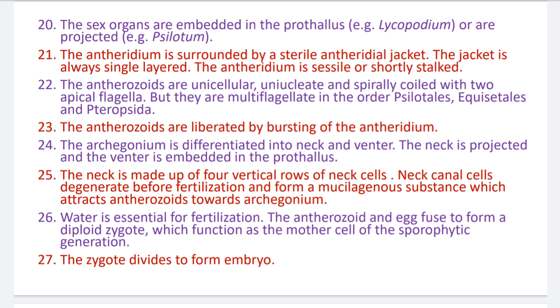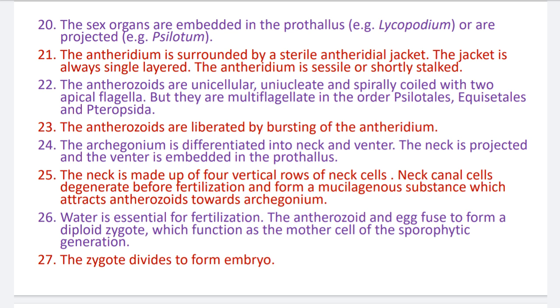And here the flagella are spirally coiled and present at the apical region of the sperm. But they are multiflagellate in orders Psilotales, Equisetales and Pteropsida. In some orders, these sperms or antherozoids or male gametes are multiflagellated structures. Number 23. The antherozoids are liberated by bursting of the antheridium. That is the common thing. The same thing also happens in the bryophytes. When antheridia mature, their wall will burst, their androgonial cells will burst, and these sperms can be liberated.